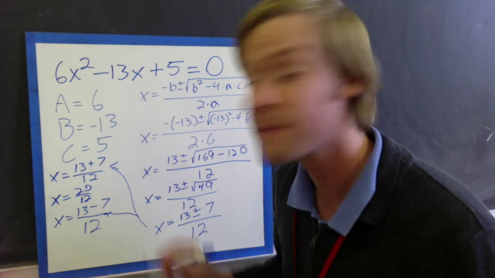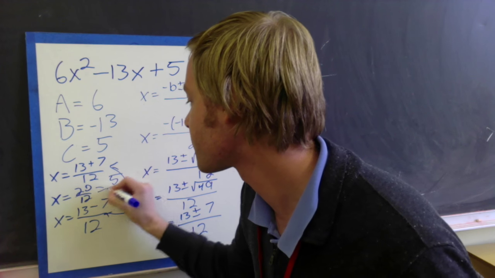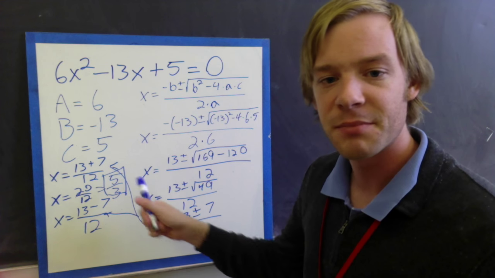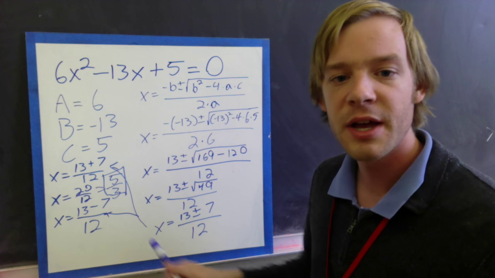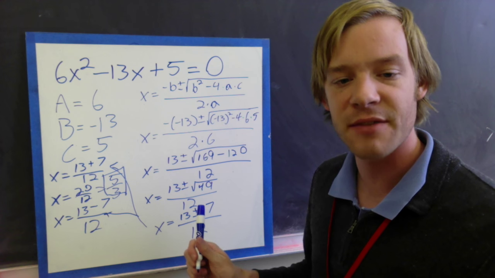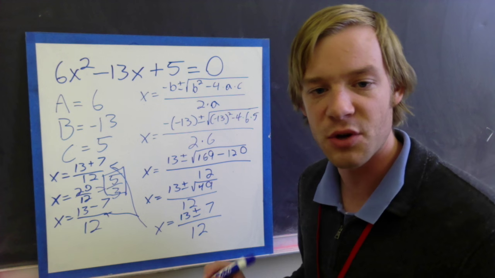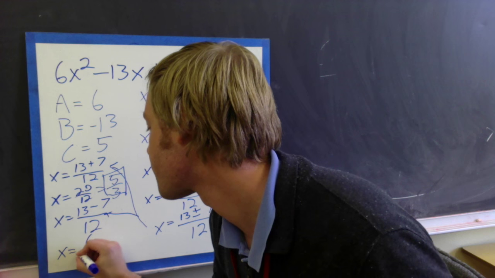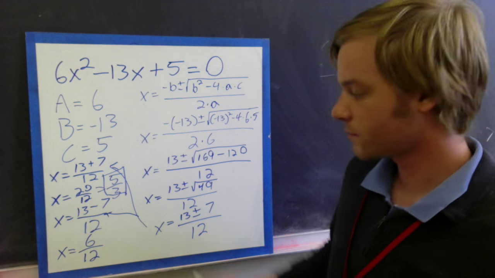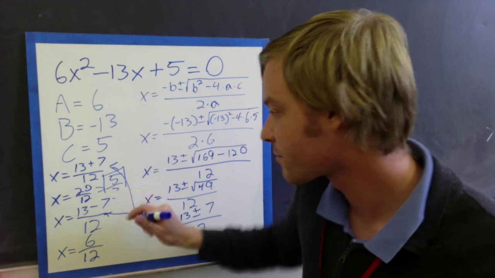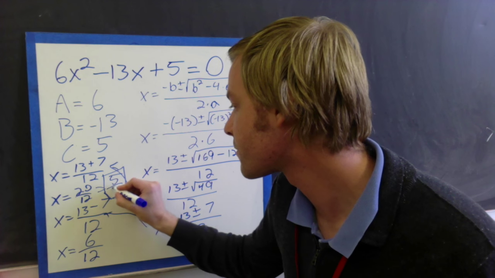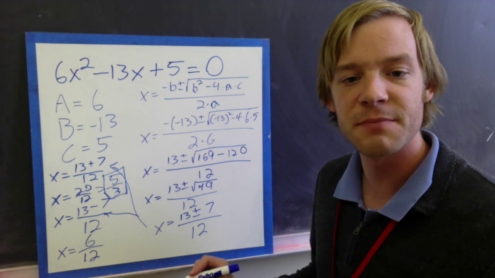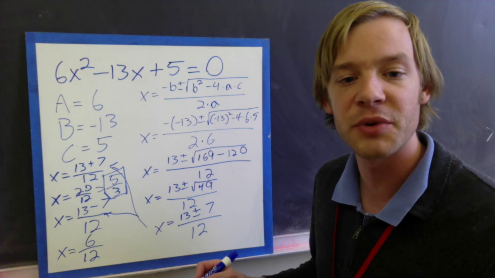Or, sorry, 5 over 3. A little messy. But we should get 5 over 3 for our solution right here. And then 13 minus 7 is going to give me 6. So I'm going to have 6 over 12 for the second one down here. Fixing that 5 over 3 right there. And then 6 over 12 here will simplify by dividing by 6 on top and bottom, and we will get x equals 1/2.